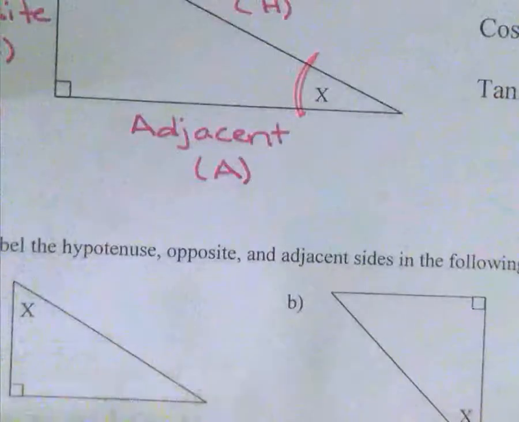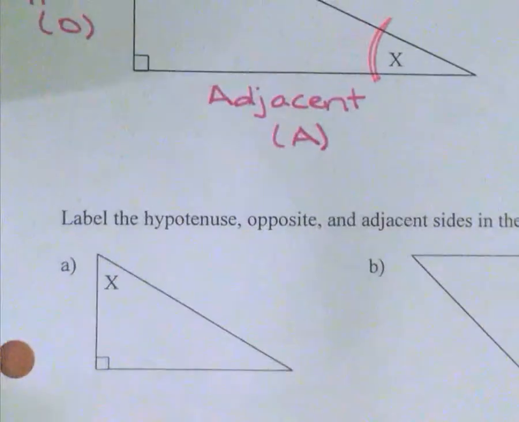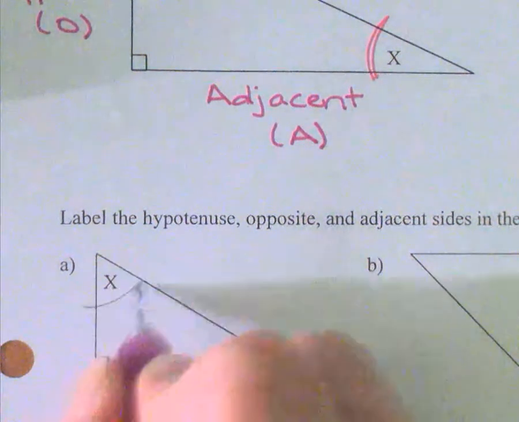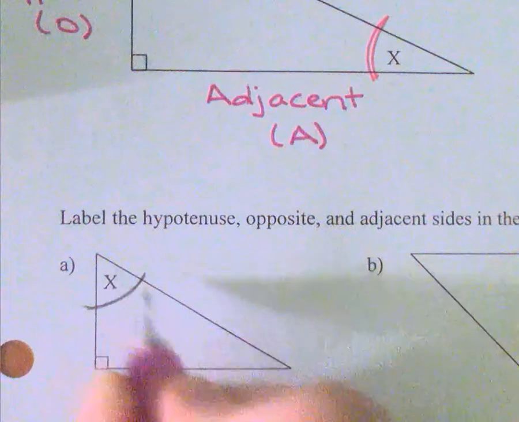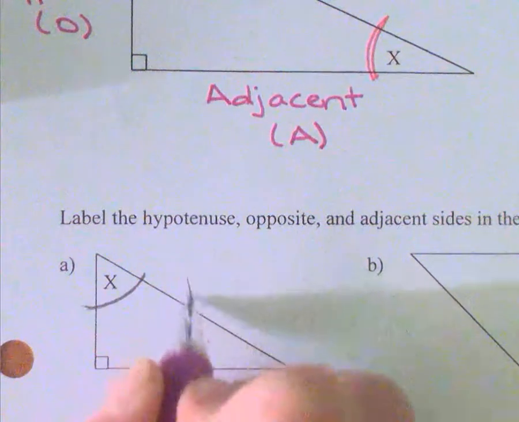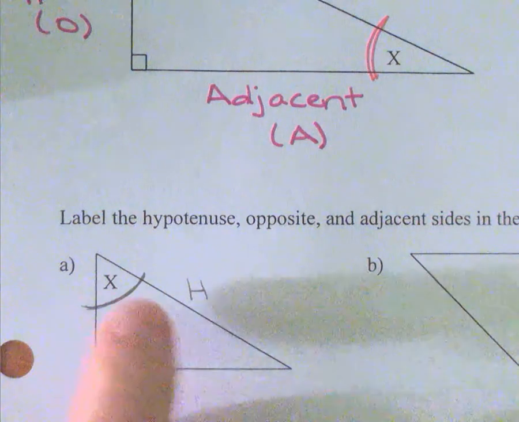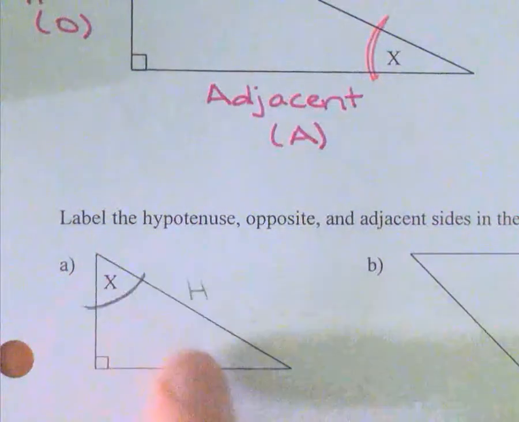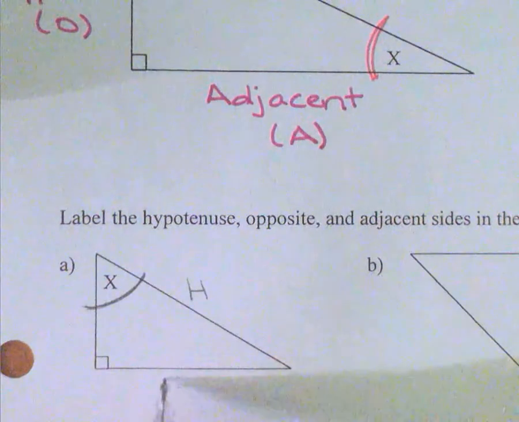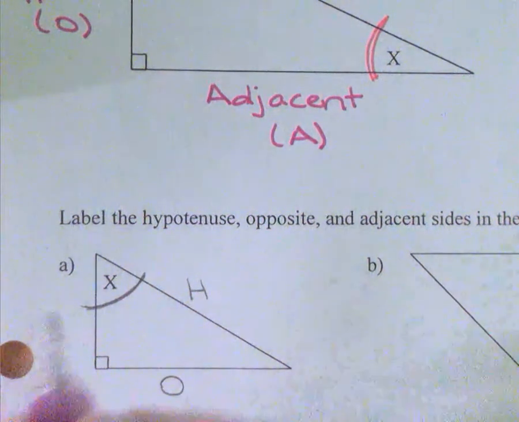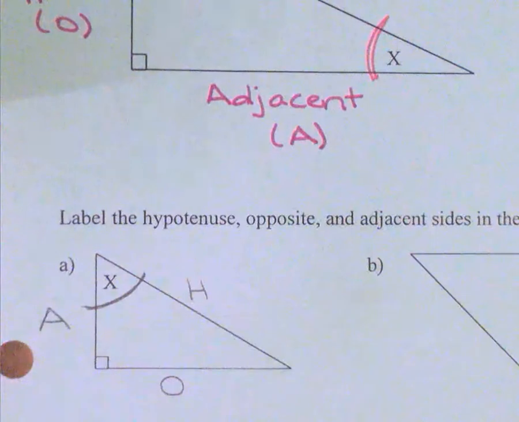So if I look at these triangles, what I want to do is I just want to figure out what side is which before we actually get into the work. So this is the angle they gave me. This is the longest side. So this is H. That is my hypotenuse. This is the side opposite my X. It's not touching it, so that's my opposite. Which leaves this to be my adjacent. It's the side touching it that is not the hypotenuse.